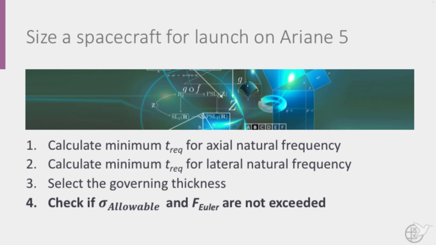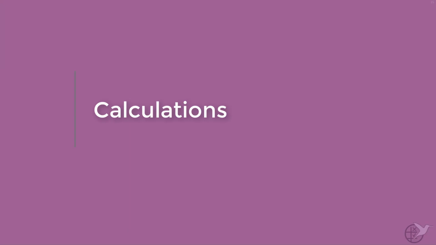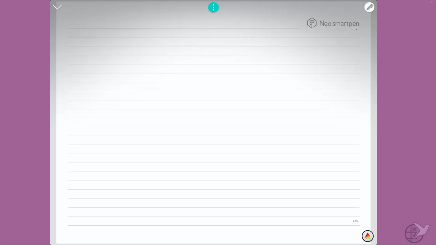These calculations can simply be done on some paper and using a calculator. In my case, I will use a digital piece of paper, so you can follow my steps. So let's have a look at the natural frequency requirement in axial direction, to calculate our first minimum wall thickness, namely that one for axial direction.